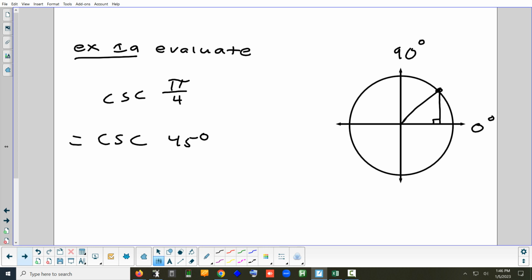Because it's right in the middle, how long is each side in that triangle? They're both the same, and what are they? Yep, they're both square root of 2 over 2. So those two numbers are going to tell you what your x and y are. And because we're in quadrant 1, both the x and the y are going to be what kind of number? Positive. Both positive.